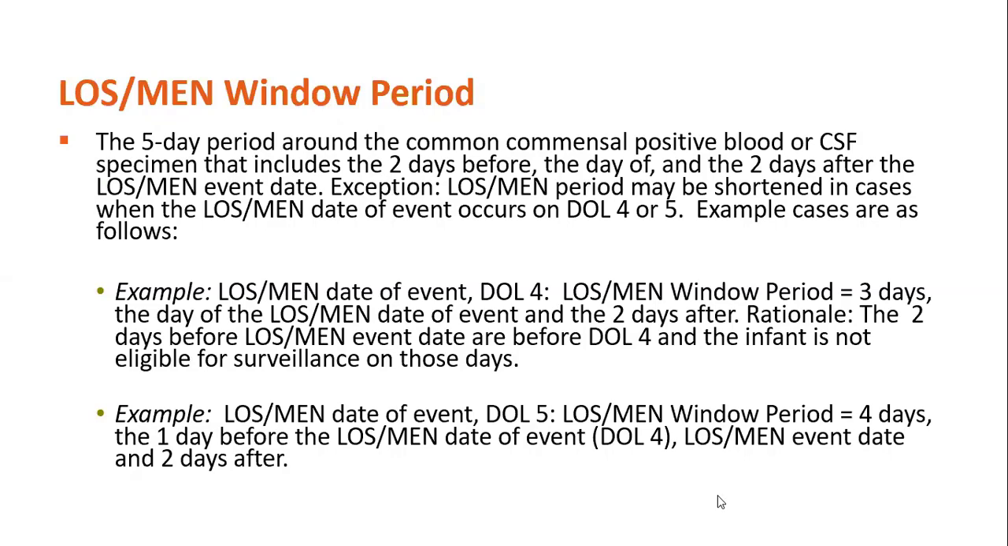So if the late onset sepsis or meningitis event is on day of life 4, the window period is limited to 3 days that includes the day of the late onset sepsis meningitis event and the 2 days after. And the reason being is because the 2 days before the late onset sepsis event are before day of life 4, and the infant is not eligible for surveillance on those days. Similarly, if the date of event is on day of life 5, then the window period is 4 days and includes the 1 day before the late onset sepsis or meningitis date of event, the late onset sepsis or meningitis date of event, and the 2 days after.